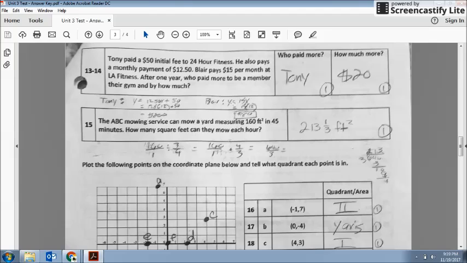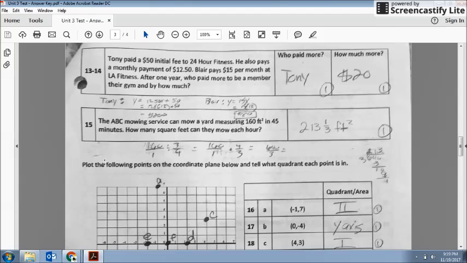Now Blair, on the other hand, has y equals 15x because she has no upfront charge. It's just $15 times 12, and 15 times 12 is 180. And so who paid more? Well, Tony did, and you take the difference between 200 and 180, and it's $20. So that's 2 points for this answer and 2 points for this answer.